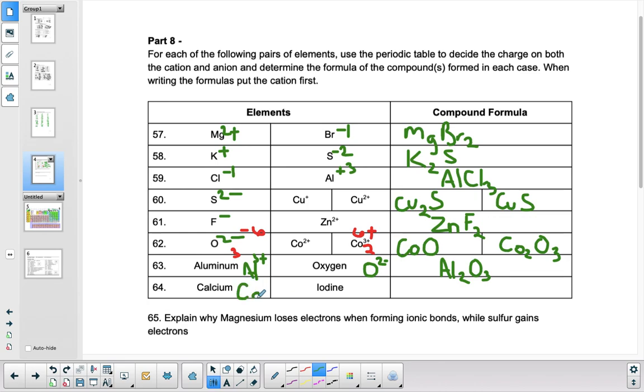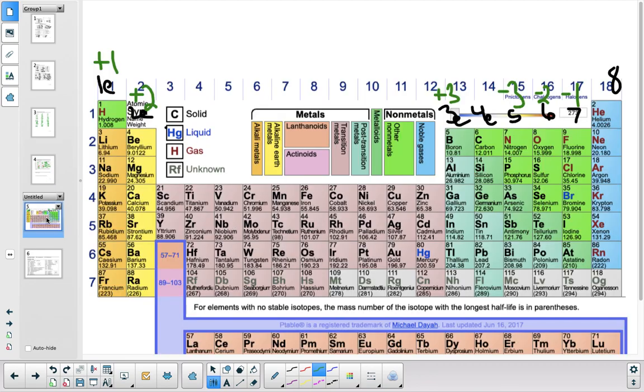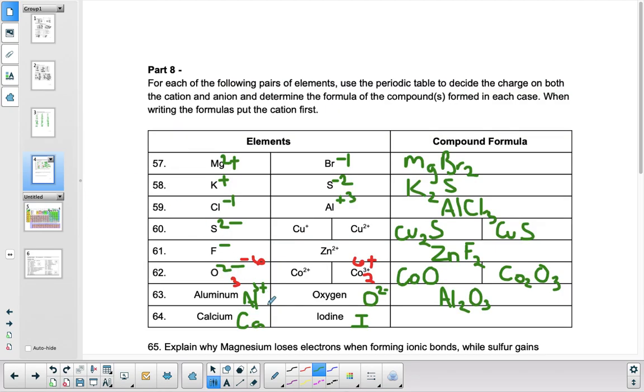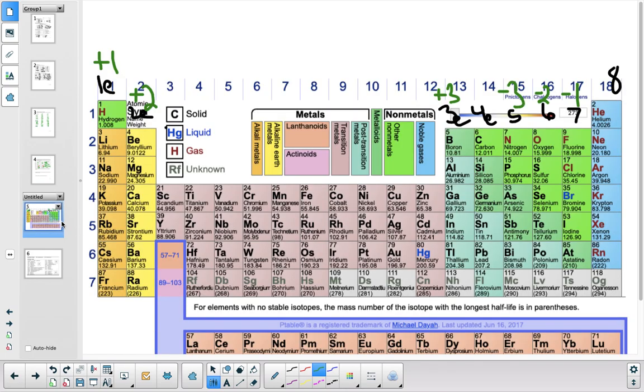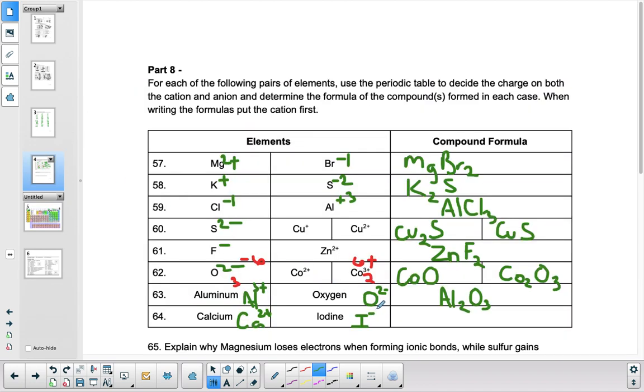Now I've got calcium, iodine, calcium +2, iodine -1. So to balance that out, we're going to need calcium and 2 iodine. 2 times -1 is going to be -2. Then we have the +2, those will cancel out.